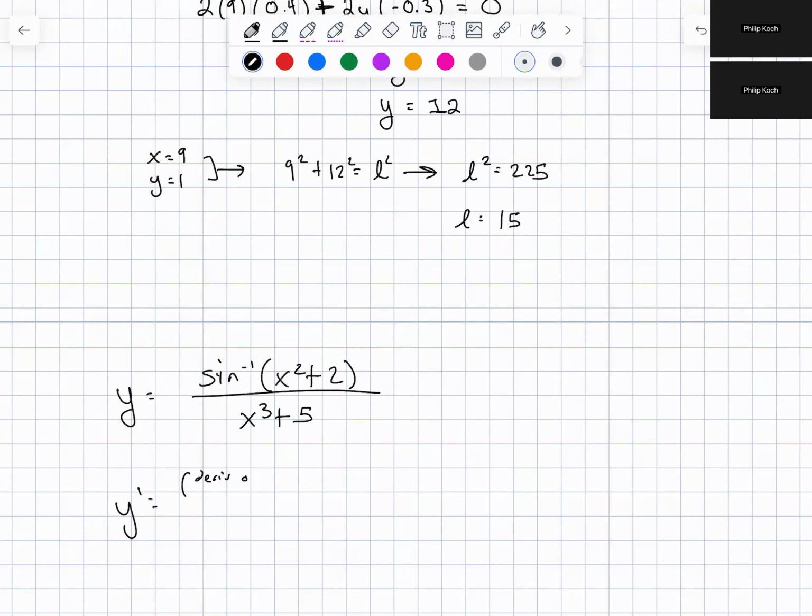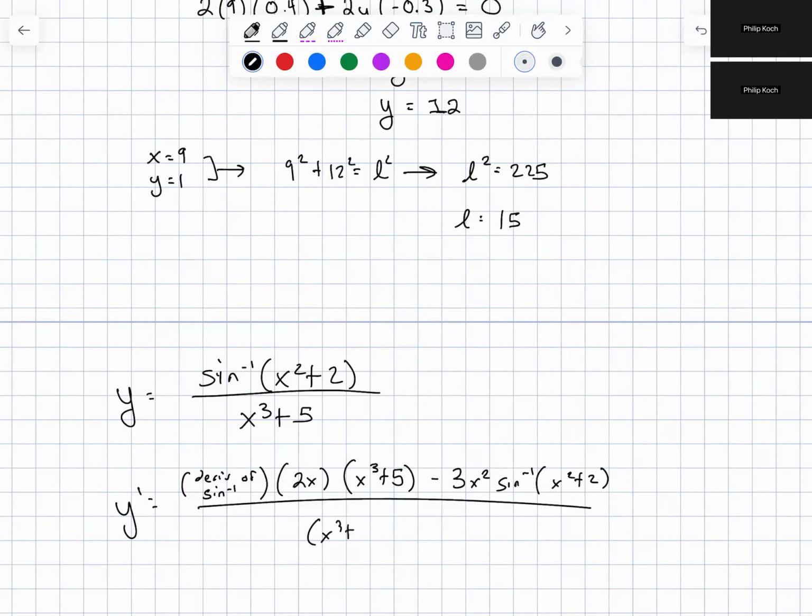deriv of sine inverse times 2x times (x cubed plus 5) minus 3x squared times (x squared plus 2), all divided by (x cubed plus 5) squared. But you can do that and then you will get basically all credit. If you leave it blank, I can't give you anything.